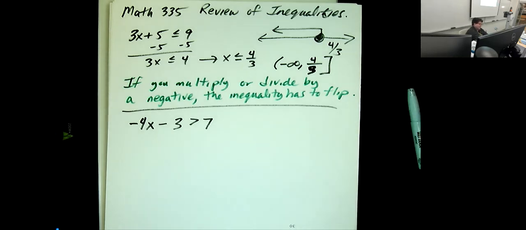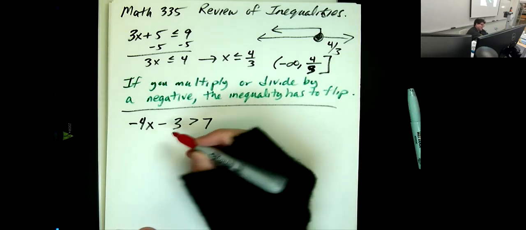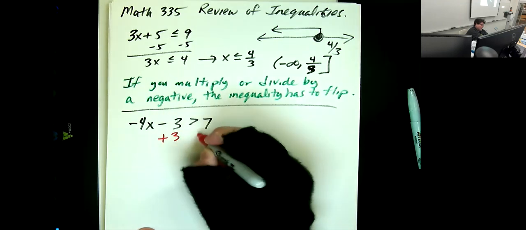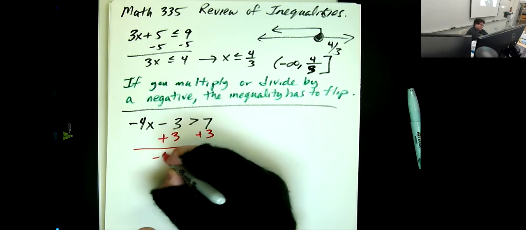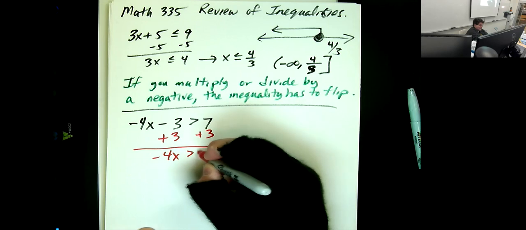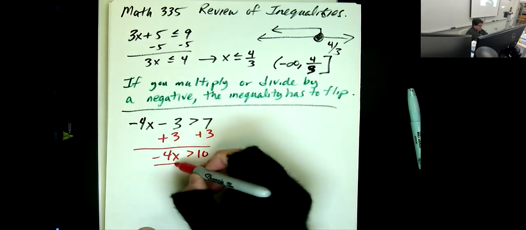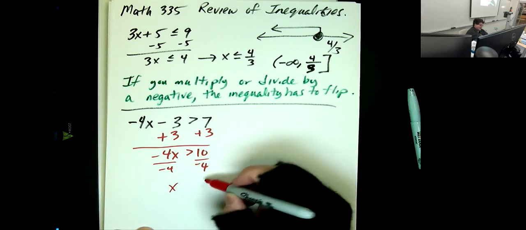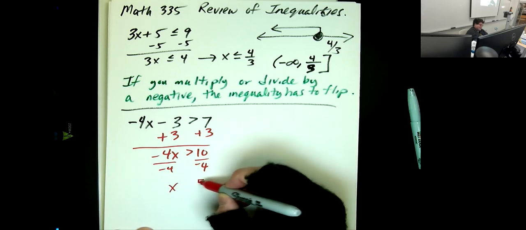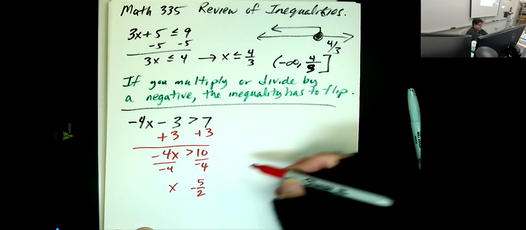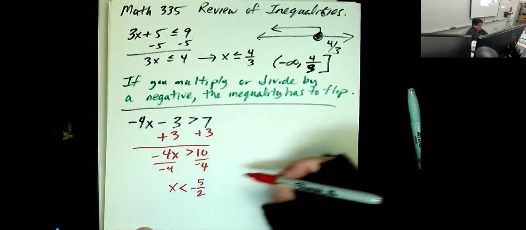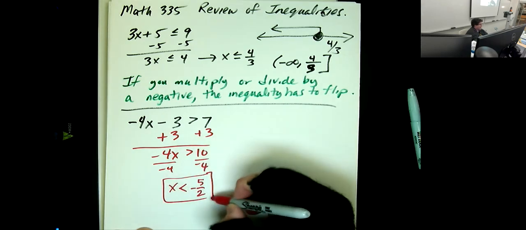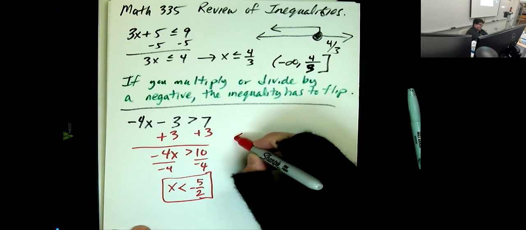Oh, this is a different color or different shapes. We add 3 to both sides and we get negative 4x is greater than 10. And divide by negative 4. And I get x, 10 over negative 4 reduces to negative 5 over 2. And we don't forget to switch the sign. There we go. Thank you.